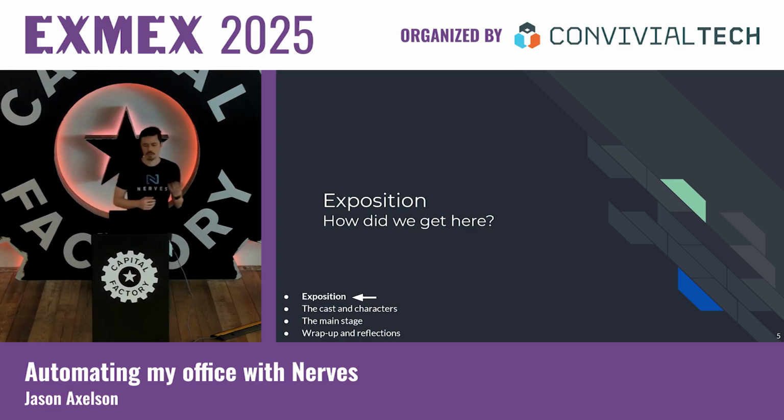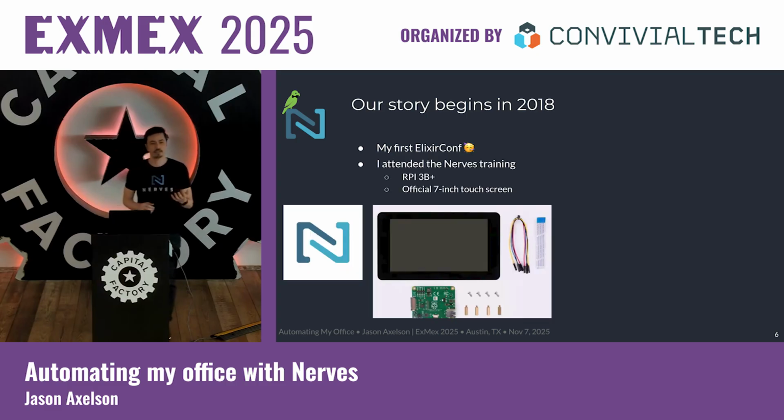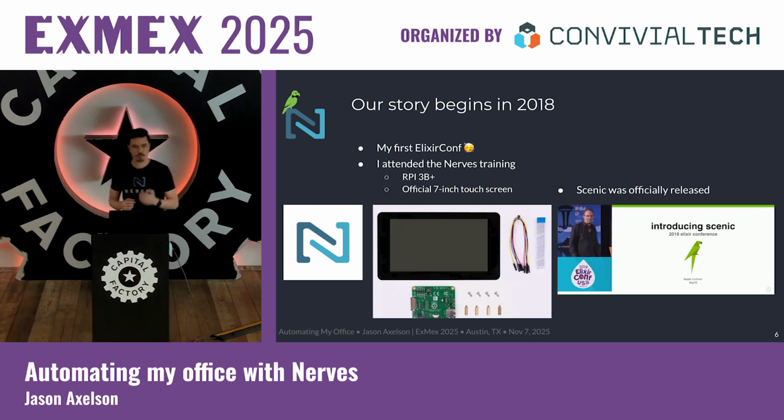So, how did we get here? Well, rewind the clock back to 2018 when I attended my very first Elixir Conf. That was in Bellevue, Washington, and as part of the conference, I attended the Nerves training, which was a great training, and as part of that, I received a Raspberry Pi 3B Plus and an official Raspberry Pi 7-inch touchscreen. That was also the year that Scenic was released, which is a graphical library for Elixir. That's really cool, and I use it in this talk and in this project.